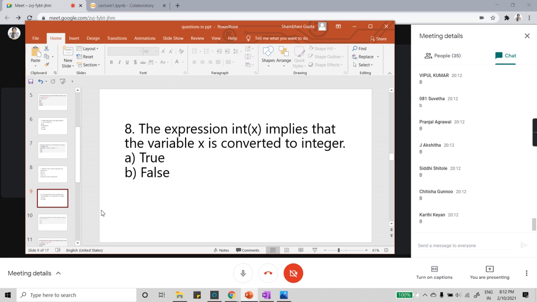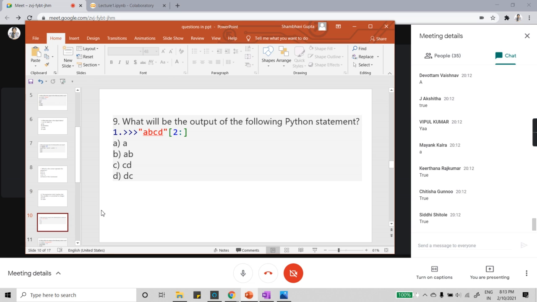Now the eighth one. The expression in text implies that the variable x is converted into integer. True or false? Absolutely right, Saksham. That's true. Followed by Karthi, Vijay, Pranjal, Simran, Riya, Siddhi, Sanket, and then Inla, Devotam, Akshita, Vipul, Mayank. Very well done, guys. Ninth question.